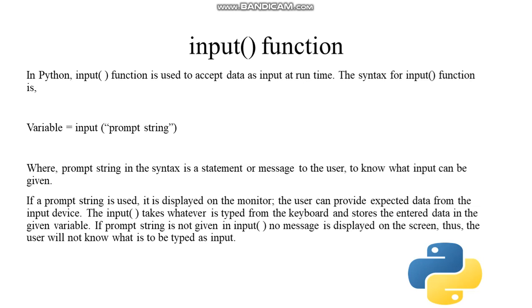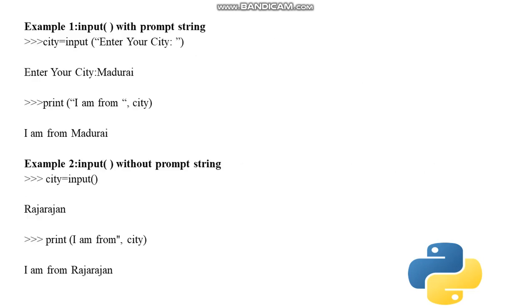If a prompt string is used, it is displayed on the monitor. The user can provide expected data from the input device. The input takes whatever is typed from the keyboard and stores the entered data in the given variable. If prompt string is not given in input, no message is displayed on the screen, thus the user will not know what is to be typed as an input.